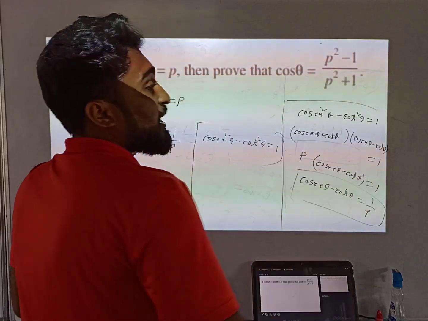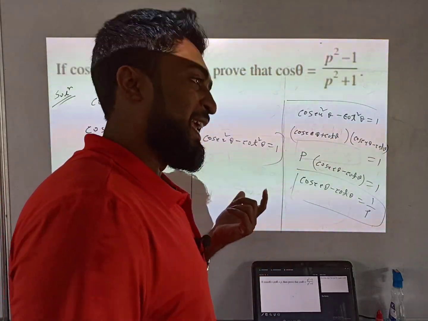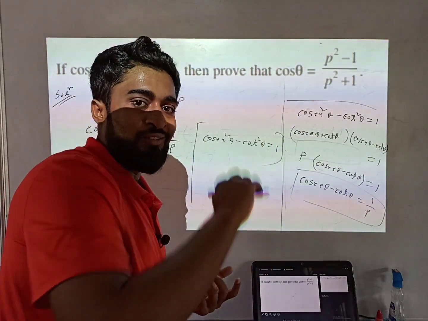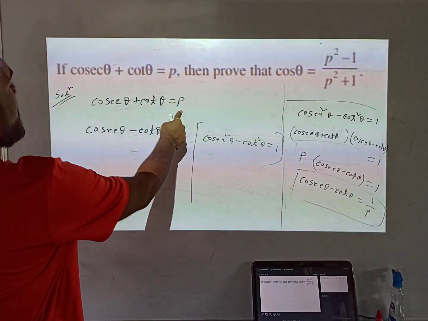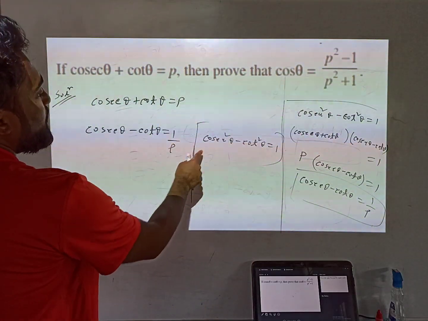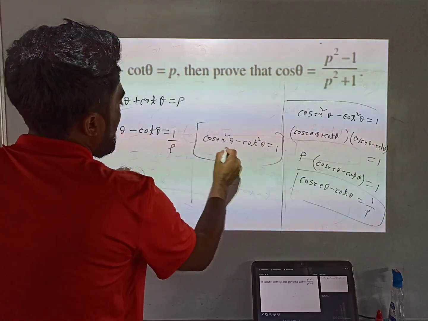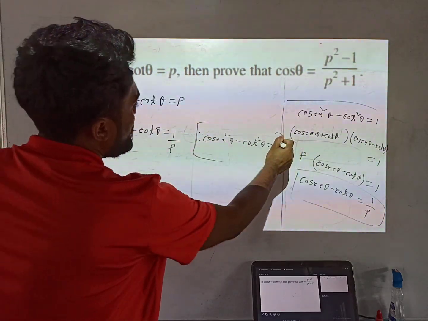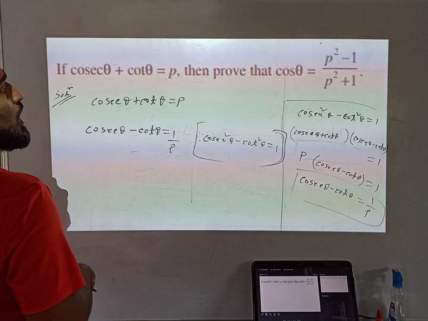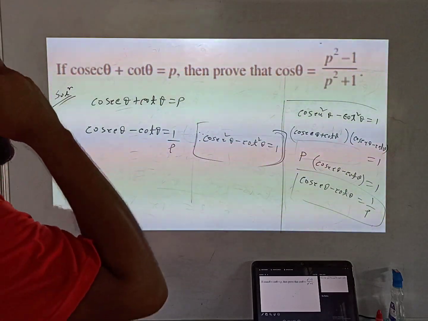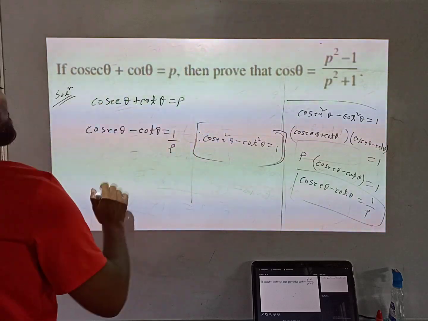Similarly, if sec plus tan equals some number a, then sec minus tan will be the reciprocal of a, that is 1 by a. Got it? So if cosec plus cot is p, then cosec minus cot equals 1 by p, and within brackets you write cosec square minus cot square equals 1. We know. Okay. So now what I need to do is prove cos equals, very easy.